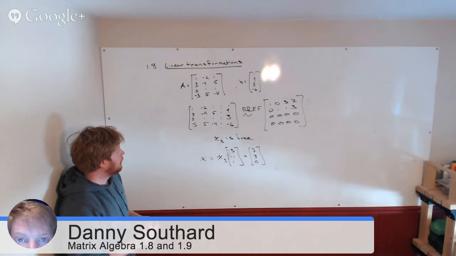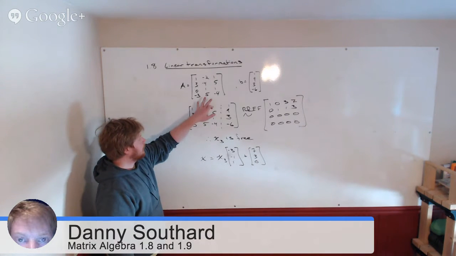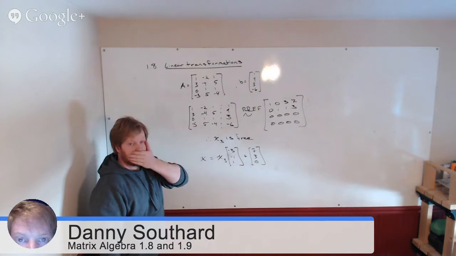So multiple values of x, multiple vectors in R3 under this transformation, will map to B.